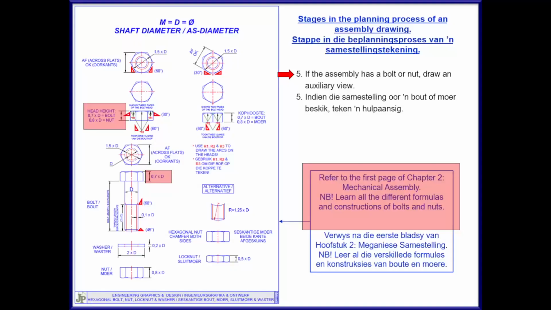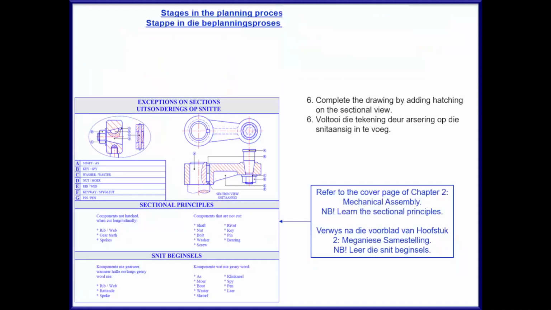And this is also our 5th stage, where we state that if an assembly has a bolt or a nut, we must always draw an auxiliary view. Our 6th stage is we must complete the drawing by adding hatching on the sectional view. Just a couple of important points that we need to emphasize.